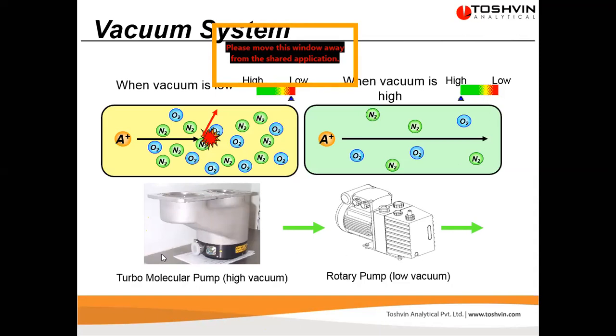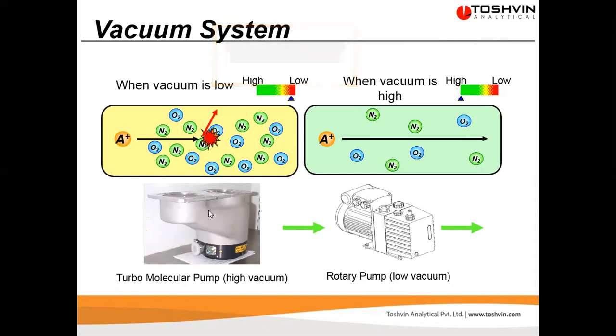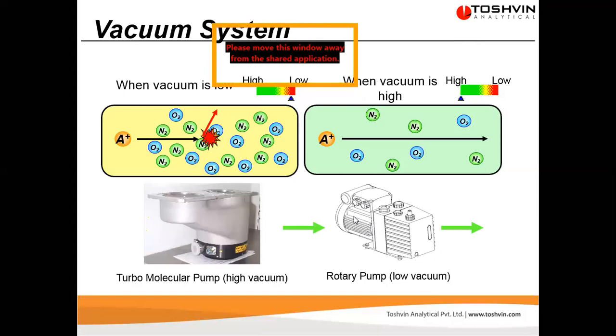Second thing, you must be seeing these pictures. We have a turbomolecular pump, higher vacuum, and a rotary pump, lower vacuum. So there are two pumps in our system. This pump you won't be able to see because it is inside the instrument, the turbomolecular pump. I think most of you must be seeing the rotary pump below the instrument. It is outside and you can see it over there.